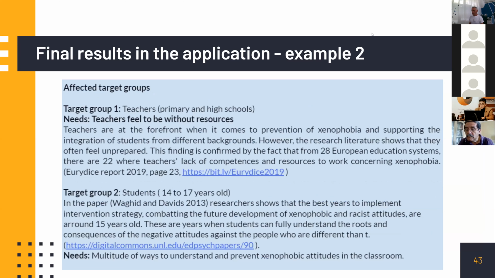Okay, so the next example is maybe written differently, but still the same. We say the target group is teachers from primary and high school, and what their needs are, and this is the link to the evidence that these needs exist. And again, target group 2, students 14 to 70 years old, and what is the evidence of what they are doing.